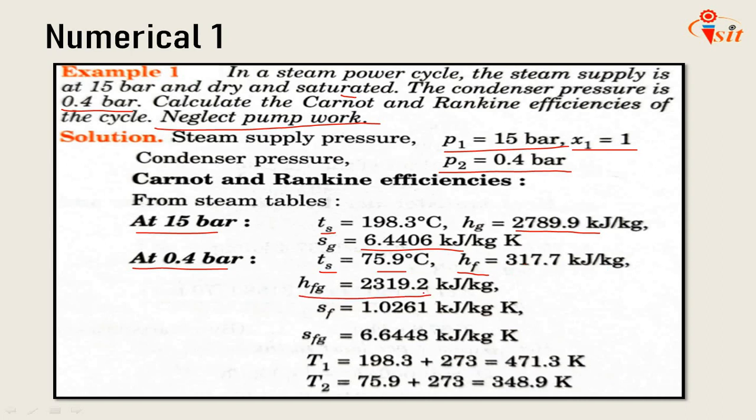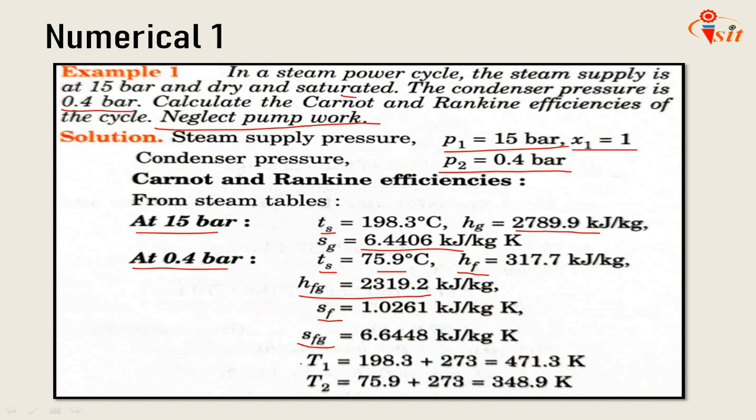Hfg, the difference between fluid and gas, is also there, so you need to consider fluid as well as gas. Hfg is 2319.2 kilojoule per kg. Entropy of fluid, Sf, is 1.0261. Entropy of fluid and gas, Sfg, is 6.6448 kilojoule per kg Kelvin.